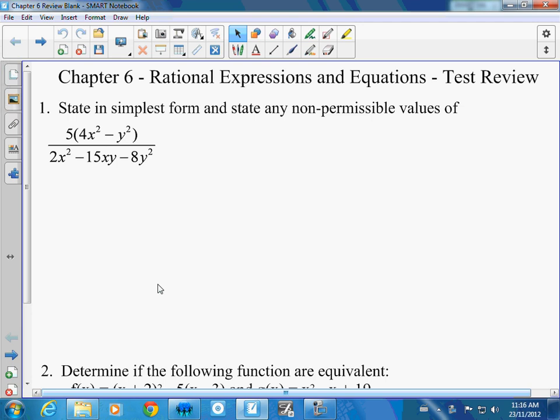Okay, here we go. So, state in simplest form and non-permissible values. Questions that you're going to see on the review are just like the ones on the test. We'll see about question 6 when we get to it. I haven't decided yet what I'm doing.